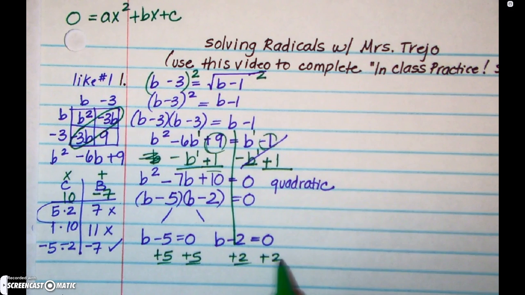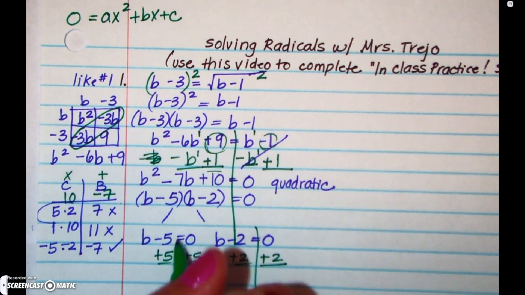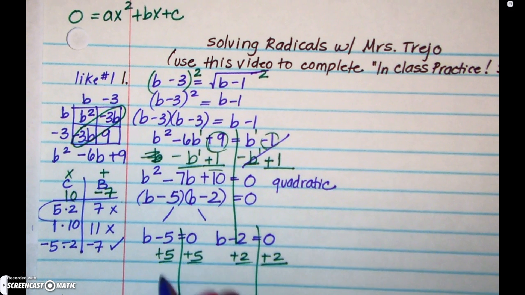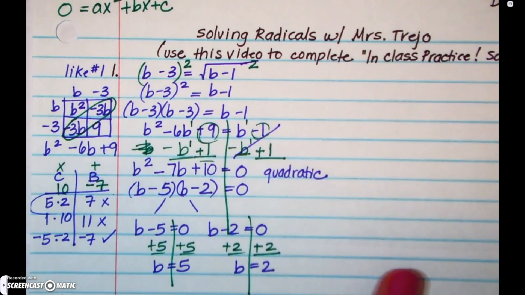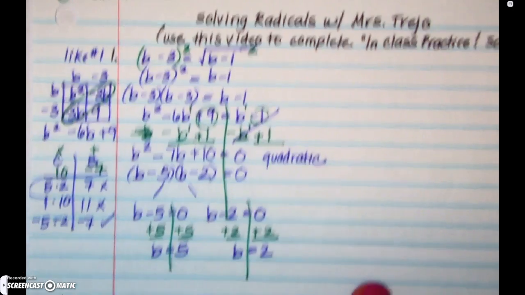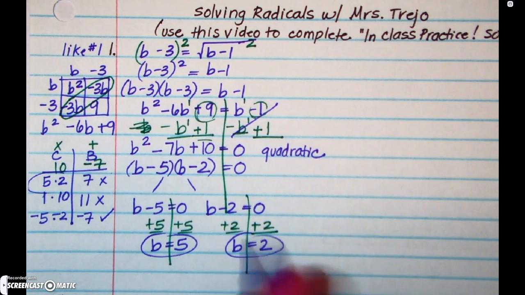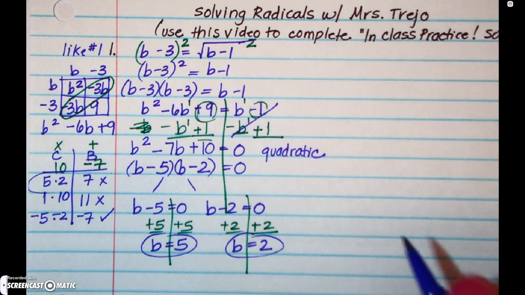So I'm going to add 5 to one side of the equal sign, and then add 2 to one side of the equal sign. So now I'm left with b is equal to 5, and b is equal to 2. We have solved the function. This is as long as they get, okay? But now we need to check to see if they are real or extraneous.